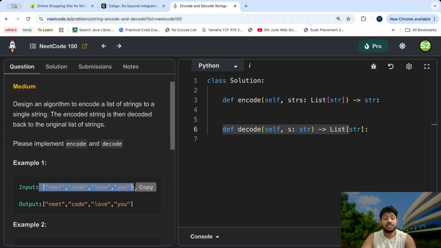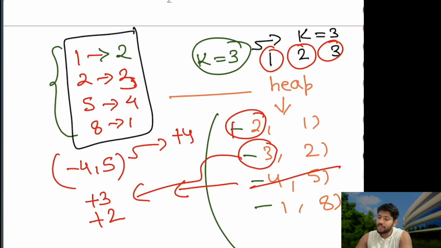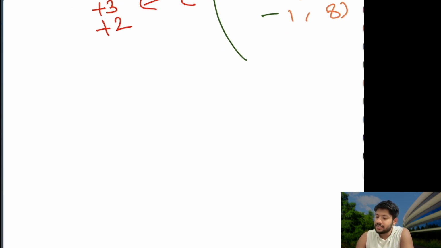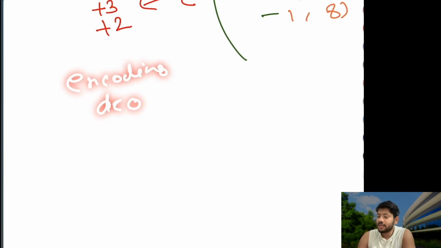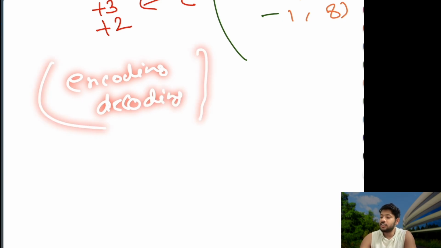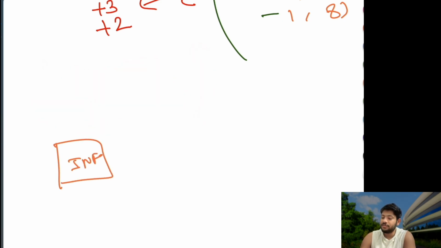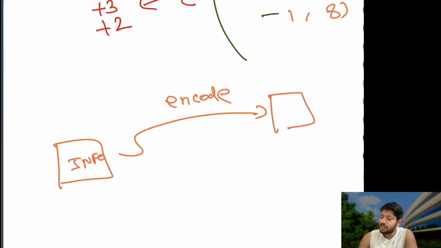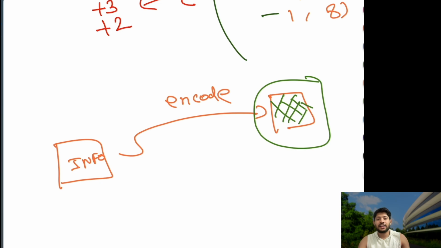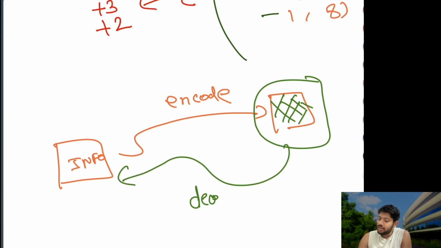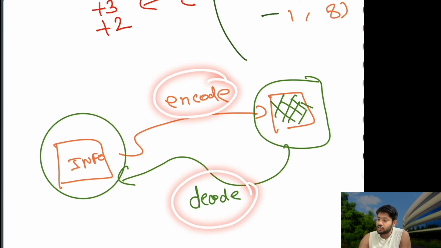I mean, this is very straightforward. Let me actually try to explain. Basically, you know about something called encoding and decoding, right? Basically what happens is, let's say you have some kind of information. Let's say this is some info, right? If you encode this info, this will be converted to some other form, right? This is some information which cannot be read by everyone. Now you need to decode it, and when you decode it, you will get the original information back. That's what encoding and decoding is all about.